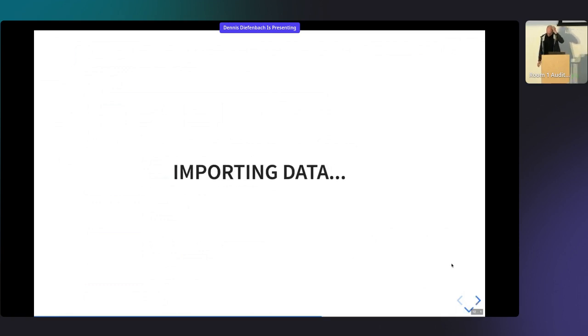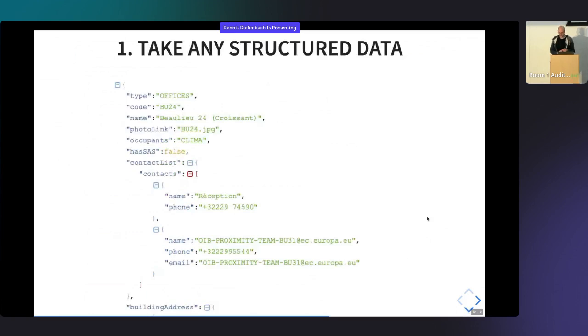Okay, so I would like to spend a few words about how we import data into this graph. We start with any piece of structured data. In this case, it's a piece of a JSON object, and it's describing a building, an office, Beaulieu 25 Croissant. It was the article that we were seeing before. The occupant is Climber. We don't know exactly what Climber is. There is some address and some more information.